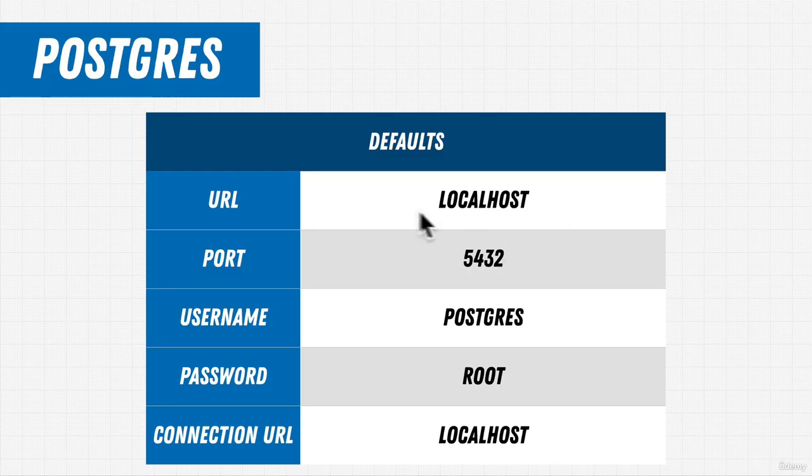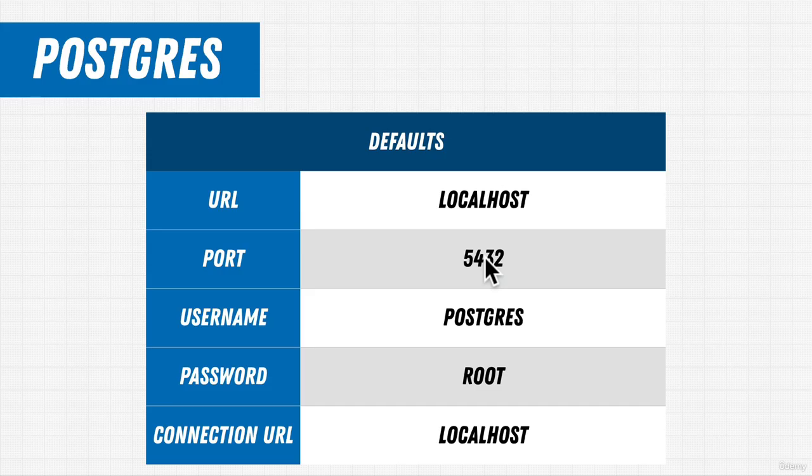Now, because we are running a setup on your computer, there is going to be a URL associated with Postgres because Postgres is running as a server. And a server always runs on a URL. And that URL is going to be localhost. Localhost is just referring to your local machine. And it's going to be running on a certain port.